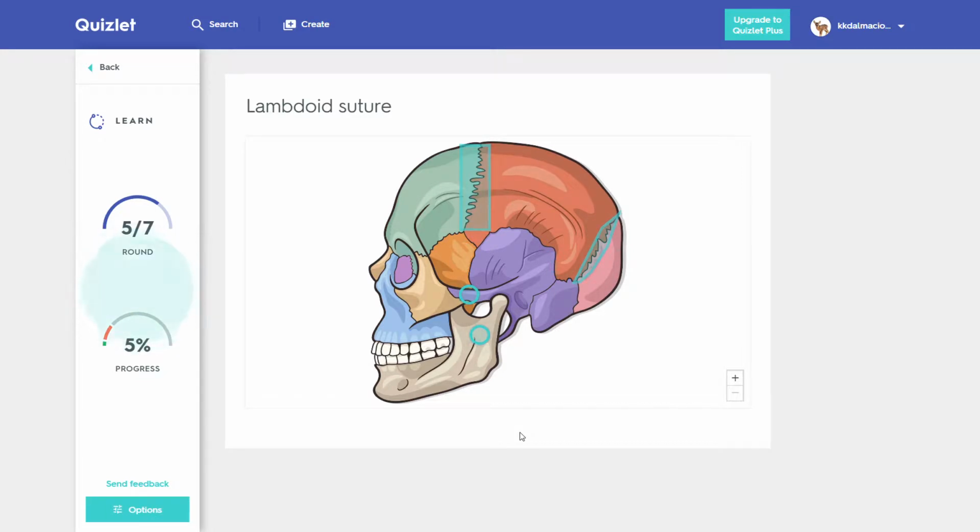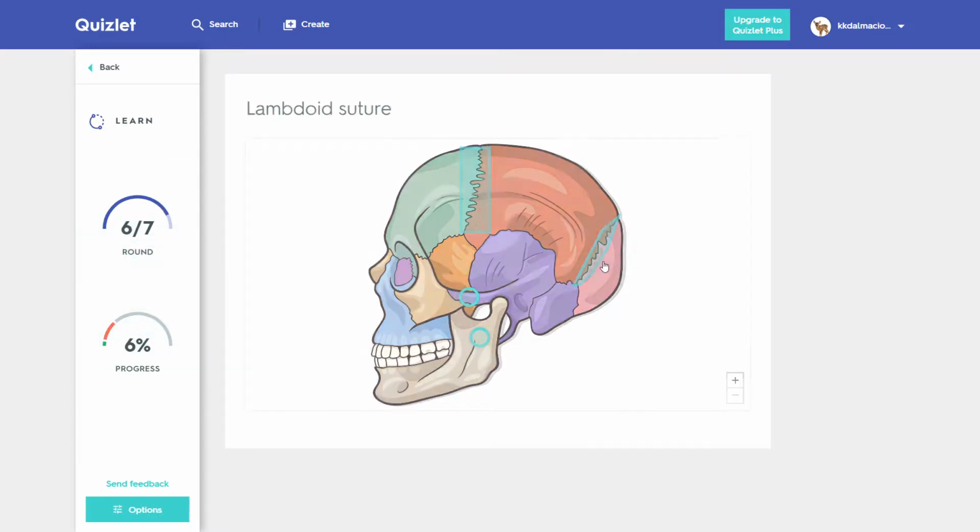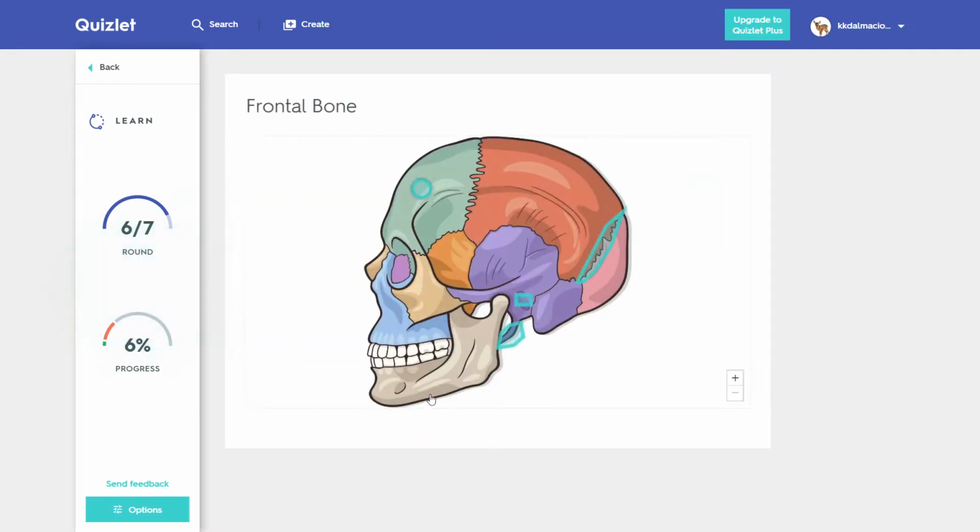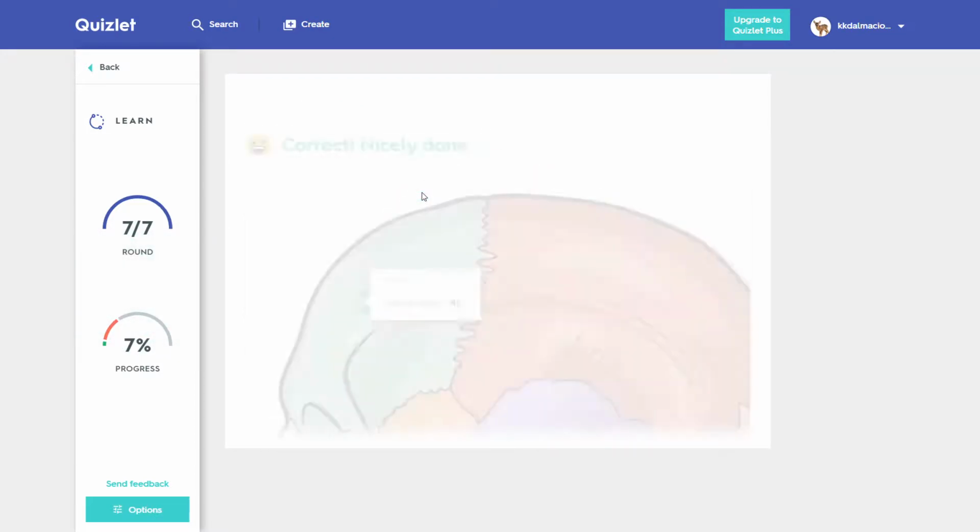Lambdoid suture. Okay, so this suture, from what I read in our textbook, is usually on the back of the head, so it's most likely this one connected to the occipital bone. Yep. Okay. Frontal bone, that's where you're protecting. If you play soccer, this is where you head all the soccer balls, so it gets damaged, but it's pretty tough stuff. Frontal.